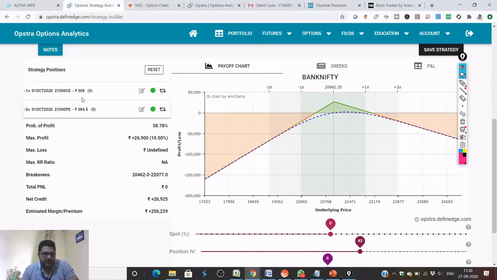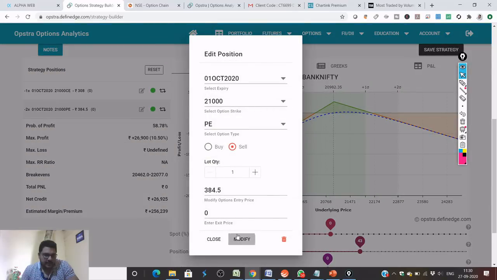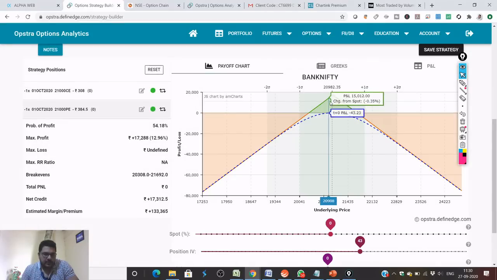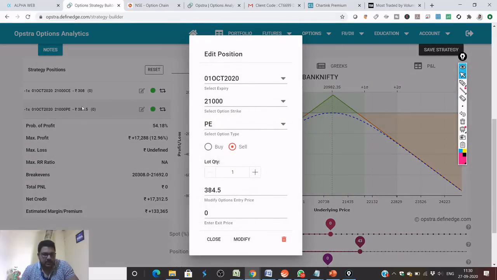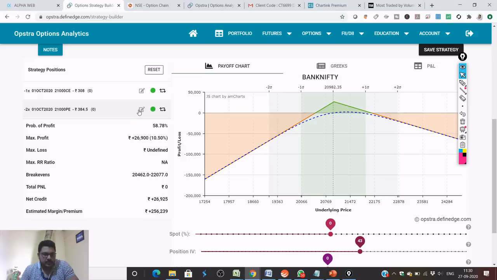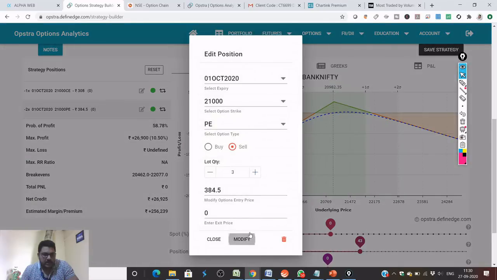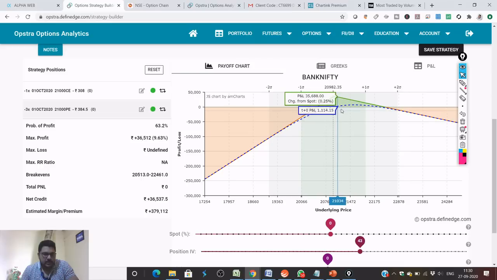If you are selling a straddle, you can actually adjust the position basis the movement of the market. So that means you have sold one call, one put, and you have seen that the profit is on one leg. Because if the market starts to move, then what you do is you can add quantity to that side. So if I'm assuming the market is going up, I'll make this 2, or if I make this 3, what happens? The position still gets better and better the moment you add towards the winning side.